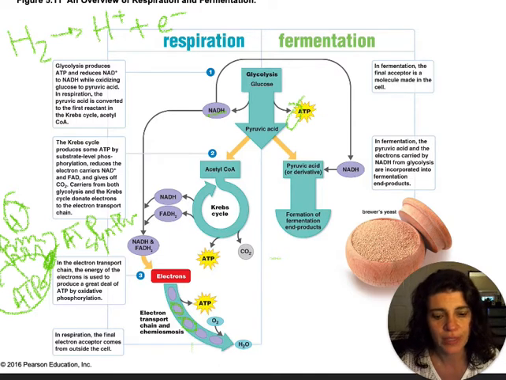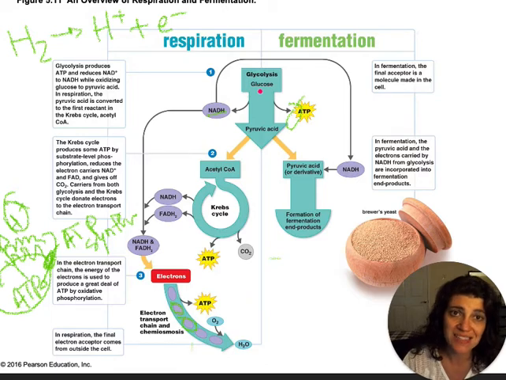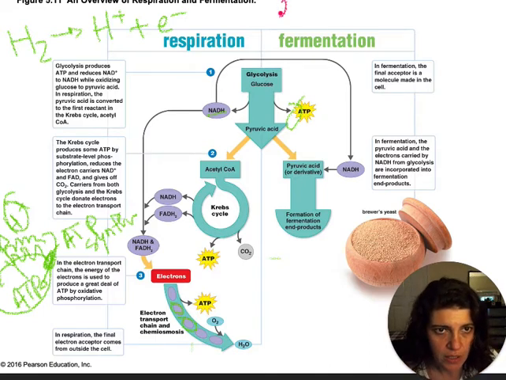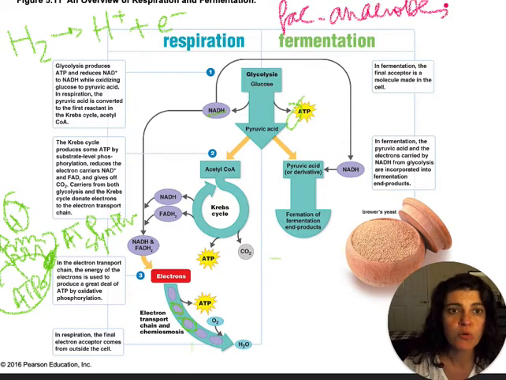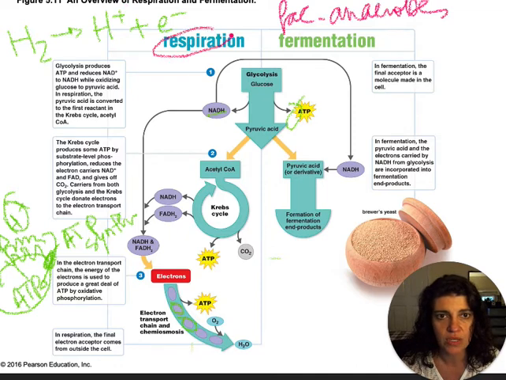Okay? But now we're going to talk about bacteria. Remember how some bacteria can do aerobic respiration and some cannot. Bacteria that are facultative anaerobes mostly do fermentation, and if there is some oxygen present, they can do aerobic respiration. So they can do this, but most of the time they're totally okay just doing this.